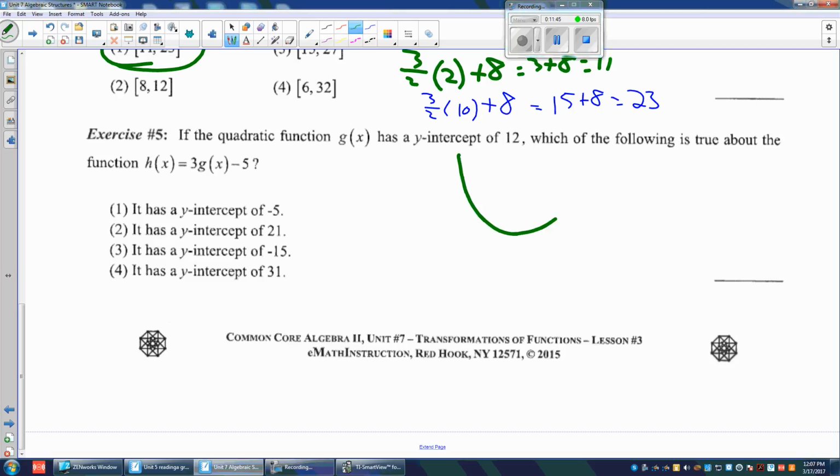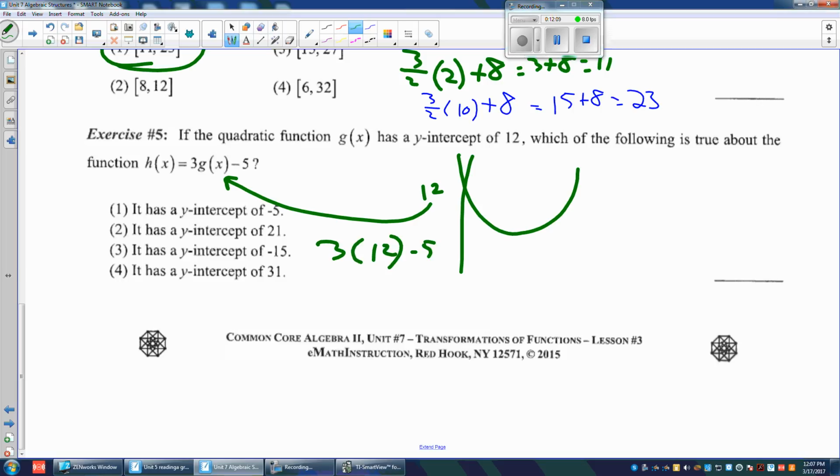Last question, exercise number 5. If the quadratic function g of x has a y-intercept of 12, which of the following is true about h of x, which is 3 times g of x minus 5? Well, I just take the output, take the answer. That's all that means. 3 times 12 minus 5. So that's 36 minus 5, which is 31. It has a y-intercept of 31. Like I said, better to be good than lucky.